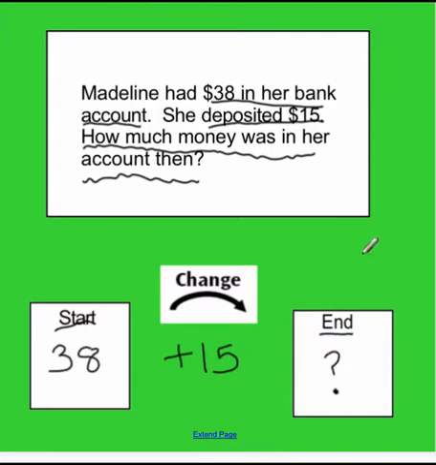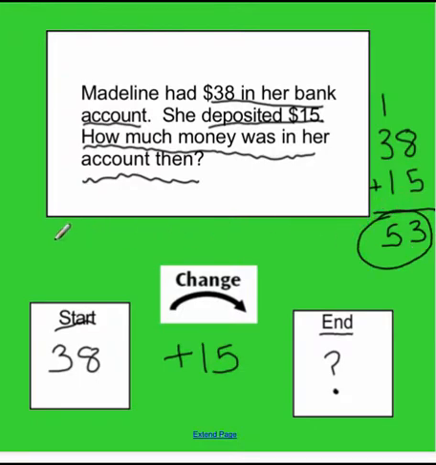I'm going to go ahead and solve the problem now. 38, I'll just put it over here because I have some space over here to write, plus the $15 that she deposited will give me the end amount of money she had. I need to think about 8 plus 5. That's 13. I'm going to write my 3 here, line it up nicely. Carry that extra 10 into the column that's for the tens. Now I'm going to add these numbers together, 3, 4, and 5. Means she ended with $53.